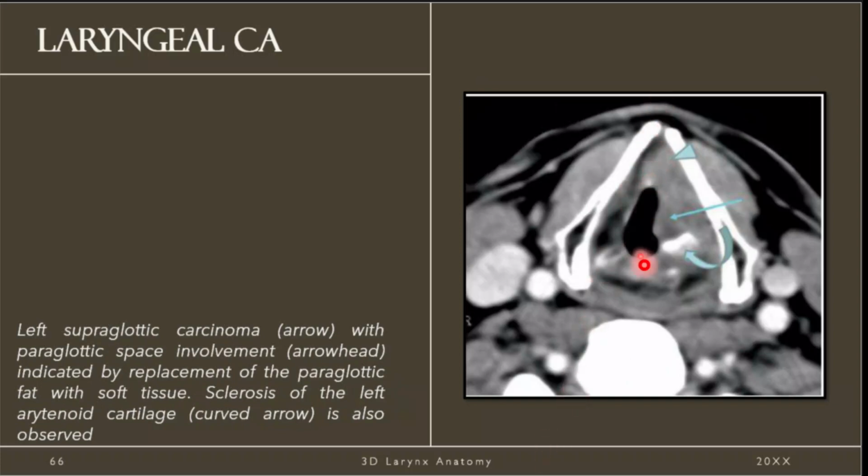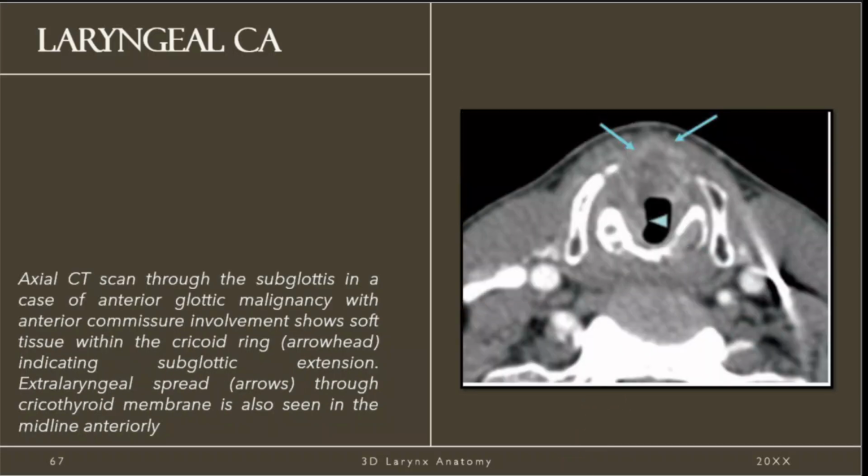Again, we've lost our symmetry here. We are at the level of the true vocal cords lined by the arytenoid cartilage. We can see an abnormal soft tissue density here invading both the anterior commissure as well as the arytenoid cartilage, which appears more bright than usual. If we compare those, we find this more bright than usual, determining that this is an invaded arytenoid cartilage.